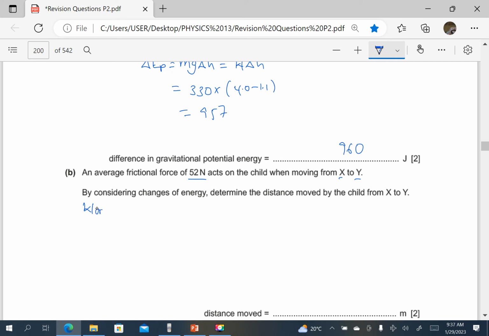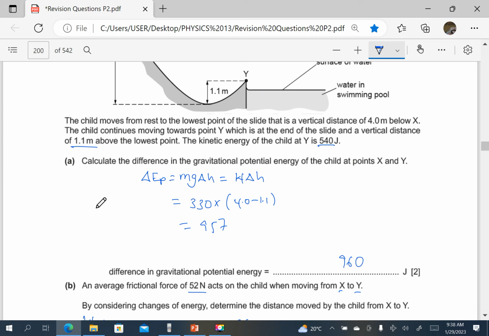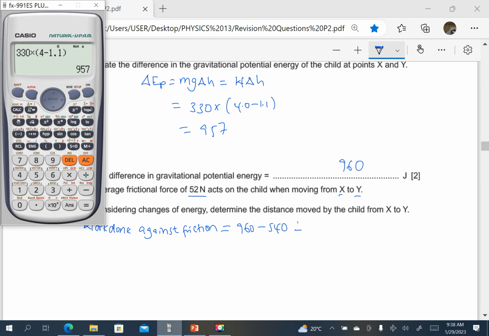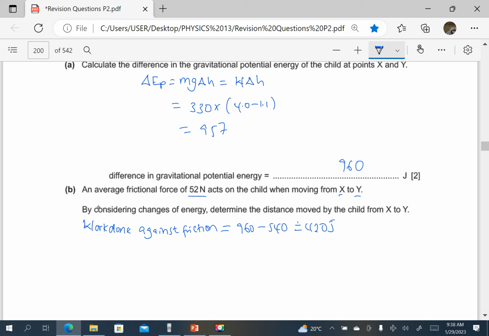So work done against friction is equal to, so the difference in gravitational potential energy is 960, but the kinetic energy at point Y is only 540. So that would be 960 minus 540. That is going to give us 420 joules. But that is the work done against friction. So the work done is equal to force times distance. So we want the distance. So distance is going to be the work done, which is 420, divided by the frictional force, which is 52.